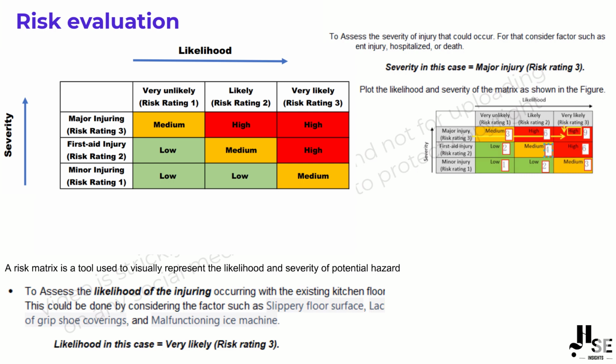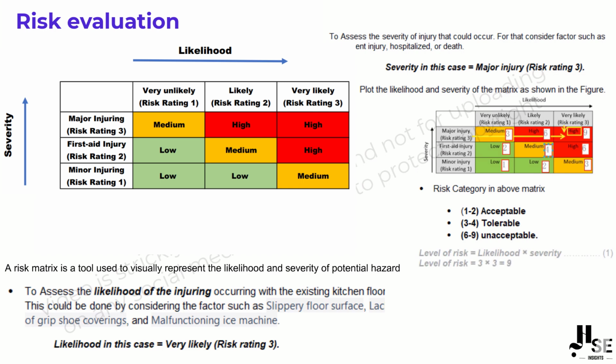The cell representing this level of risk would be in the upper right corner of the matrix, indicating a high level of risk. Risk category in the above matrix: 1 to 2 acceptable, 3 to 4 tolerable, 6 to 9 unacceptable. Level of risk is equal to likelihood multiplied by severity. Level of risk is equal to 3 multiplied by 3, which is equal to 9.